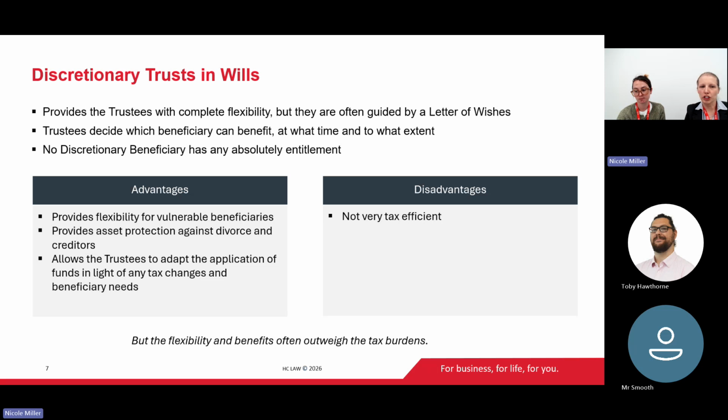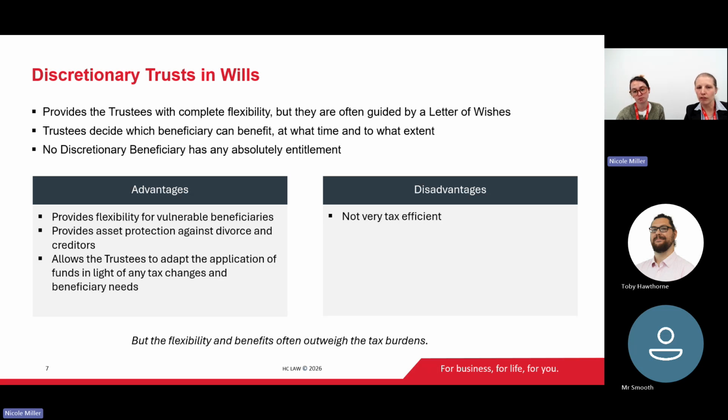So now I'm just going to look at discretionary trusts. This is a different trust structure. Firstly, I'll look at discretionary trusts in wills, and then we'll look at lifetime trusts as well. A discretionary trust provides the trustees with complete flexibility. Although, as Kate said earlier, they're often guided by a letter of wishes that the settlor, the person creating the will, would prepare when they prepared their will, explaining the reason for setting the trust up and the way they anticipate the trustees using the funds.